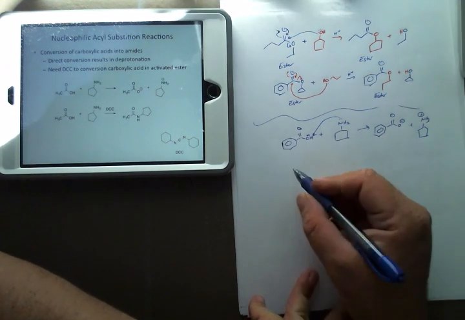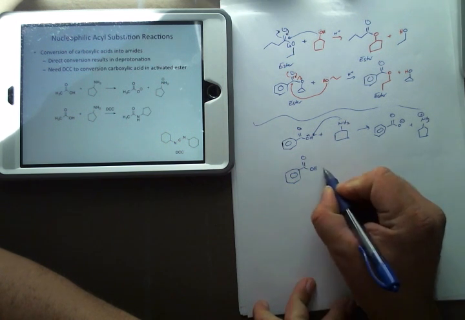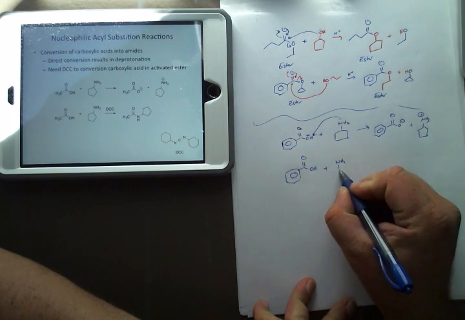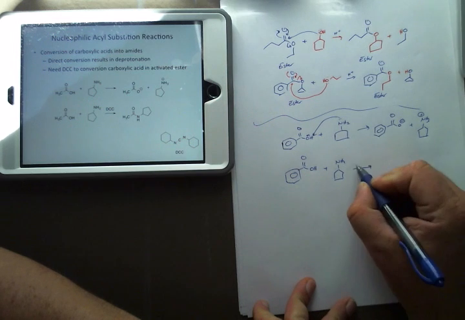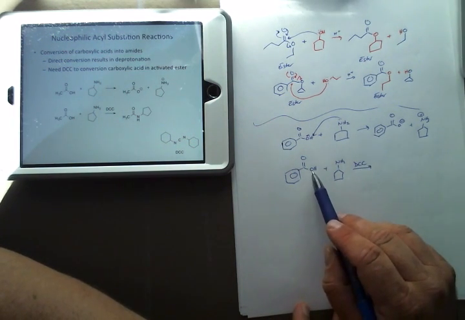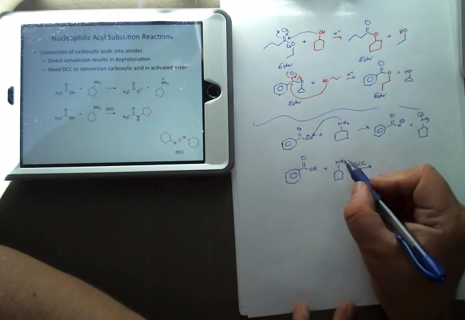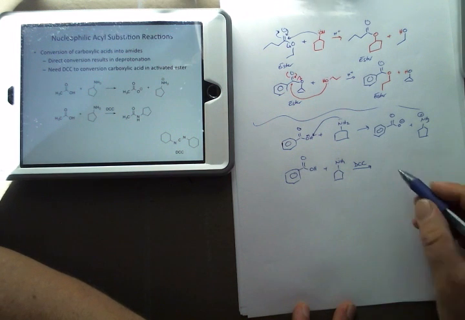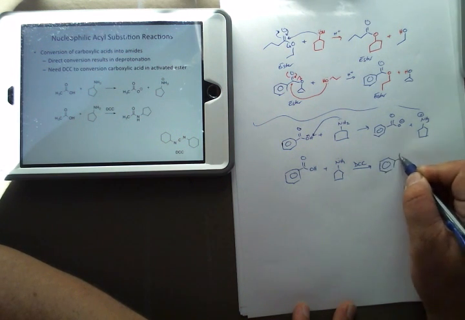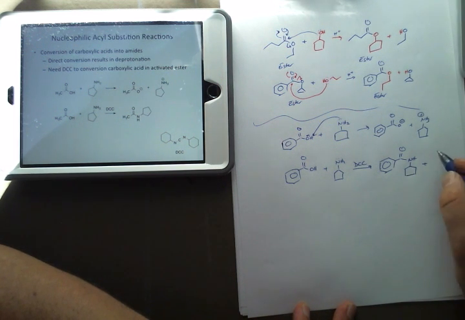Okay, so what you have to do, if you really want to couple these, is throw in another compound called DCC. What that does is it first reacts with your carboxylic acid and makes that into an ester. So now there's no reactive hydrogens there anymore, and so now this can do its normal attack. So you end up with your normal amide, plus DCC becoming DCU.